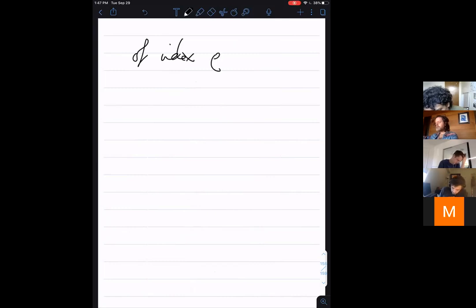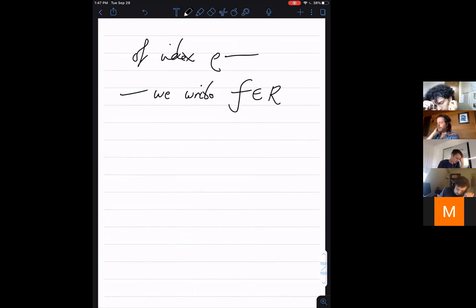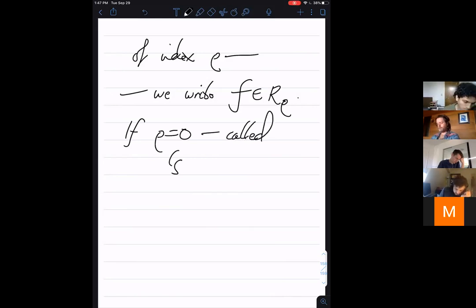So let's just record any notation we might want to take away from this for later. This is coming from the regular variation book of Bingham and Goldie and Teugels. So we just write that the function is in that function class, R sub rho. And then, okay, there's a special case where rho is 0. And here the function is called slowly varying.